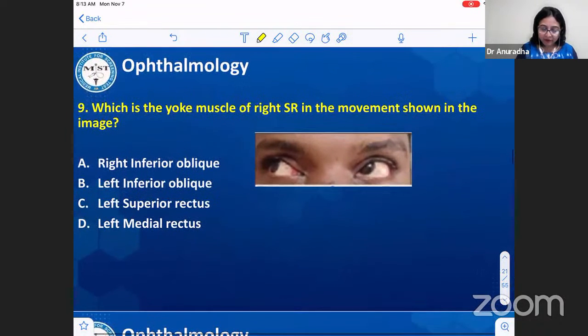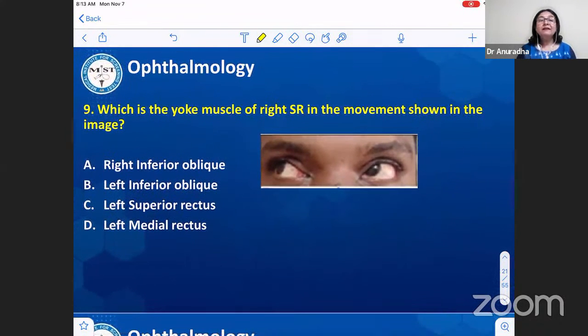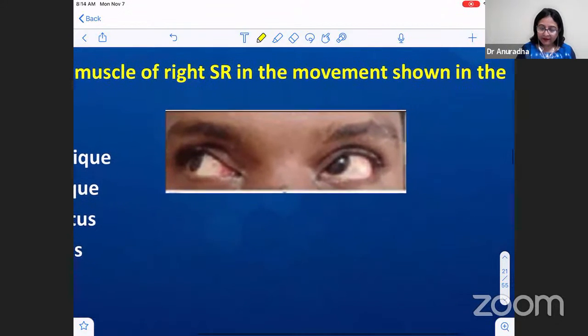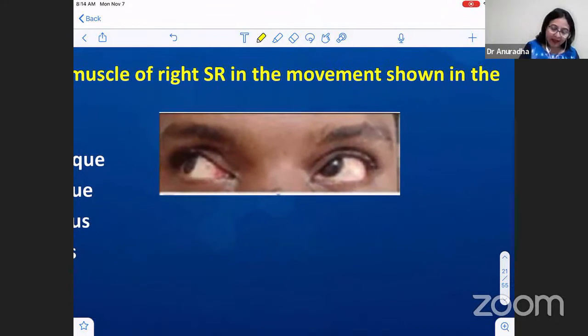Moving on to the next question, dear friends, which is: the yoke muscle of the right SR, SR meaning superior rectus, in the movement shown in the image. So extraocular muscles, again an important one for your exam, beta. First of all, if you look at the image, what is the movement shown? This is the right eye of the patient because the patient is facing you. This is the left eye of the patient.